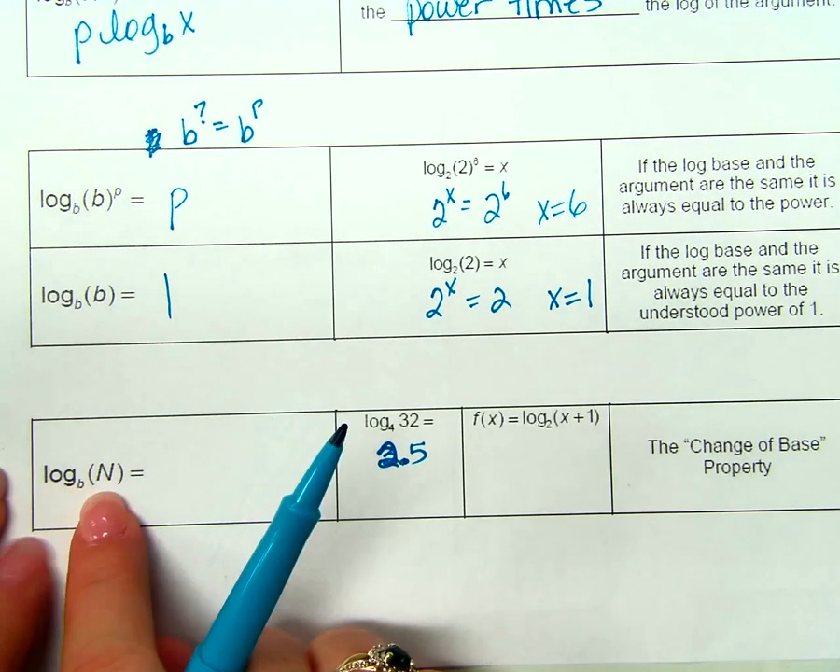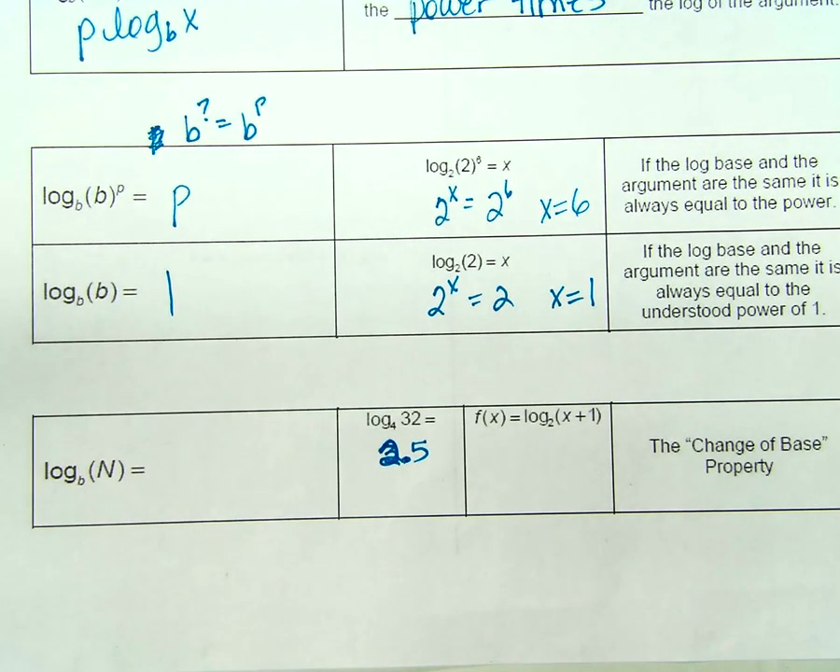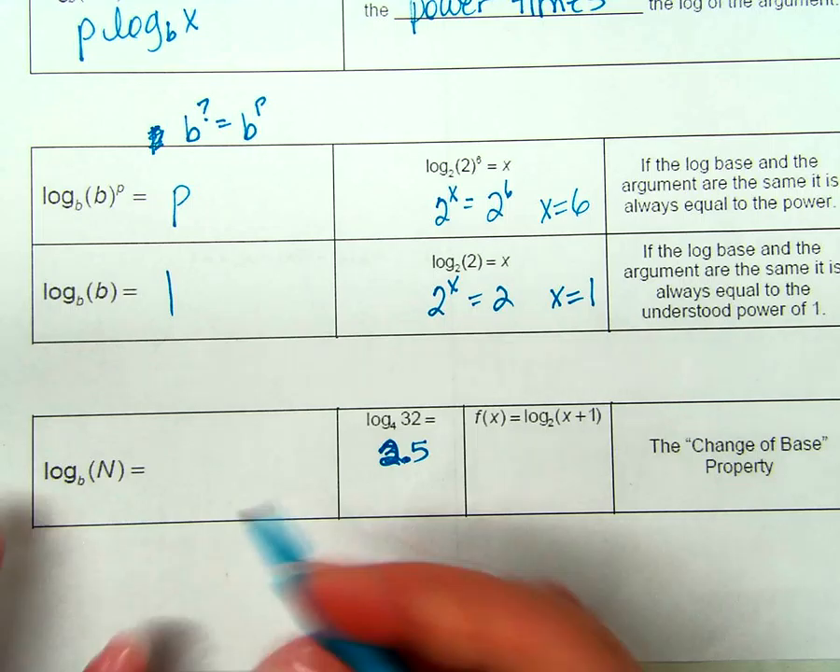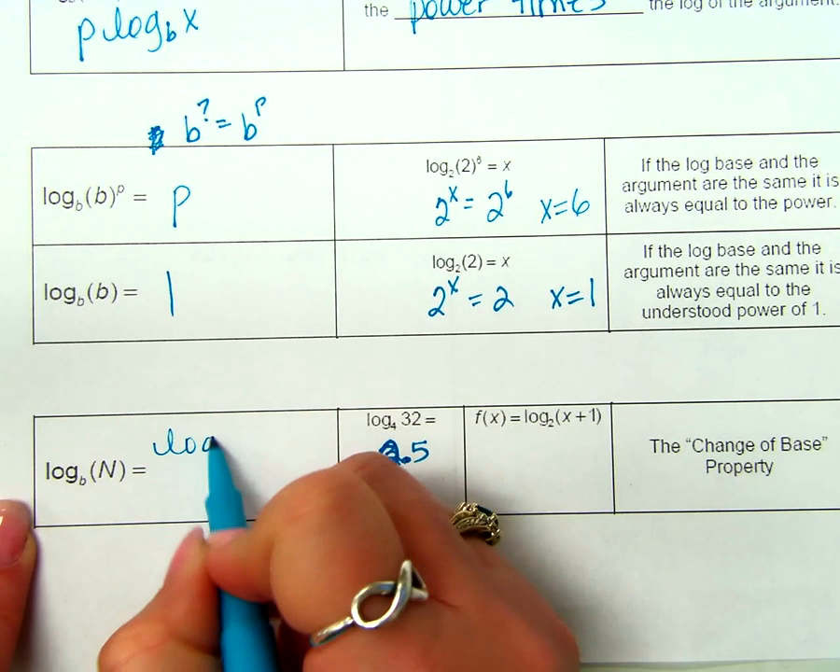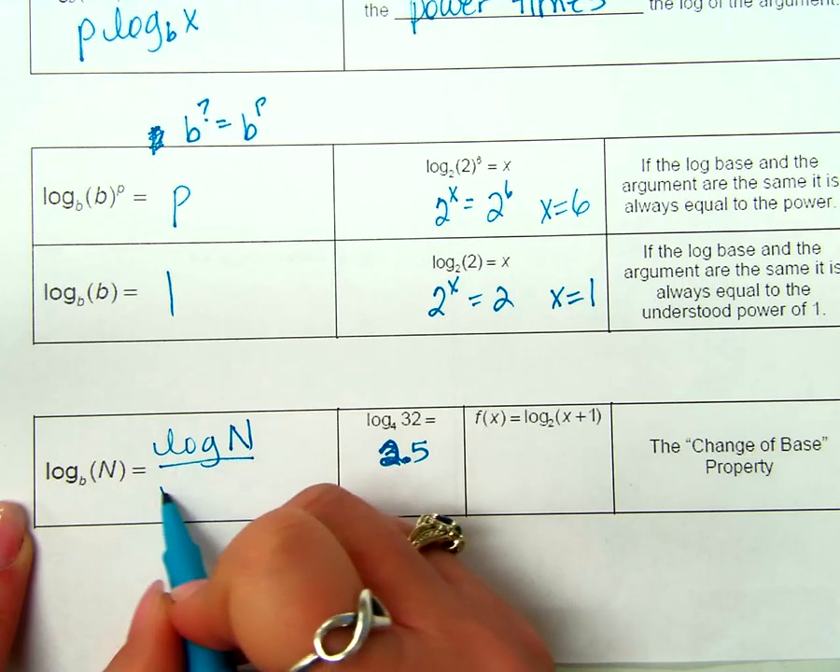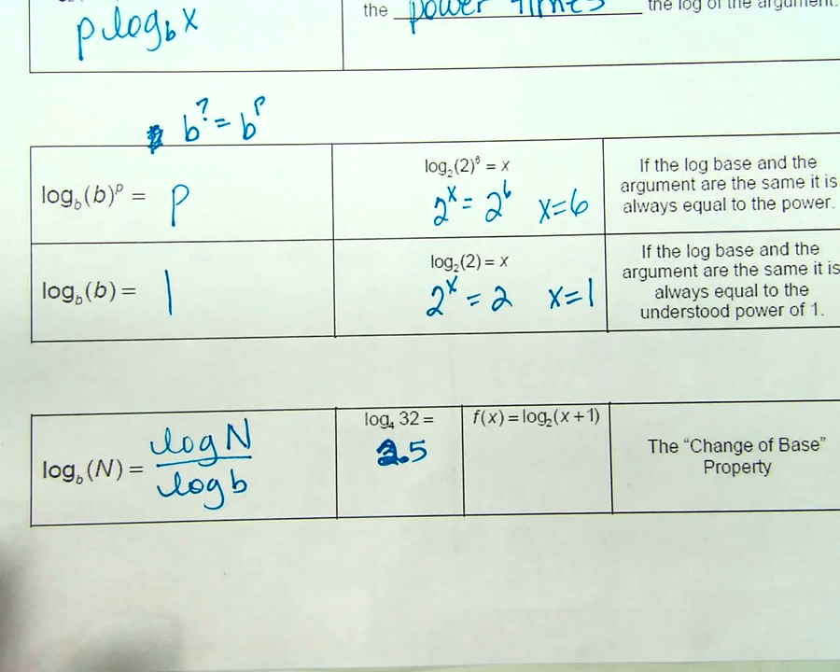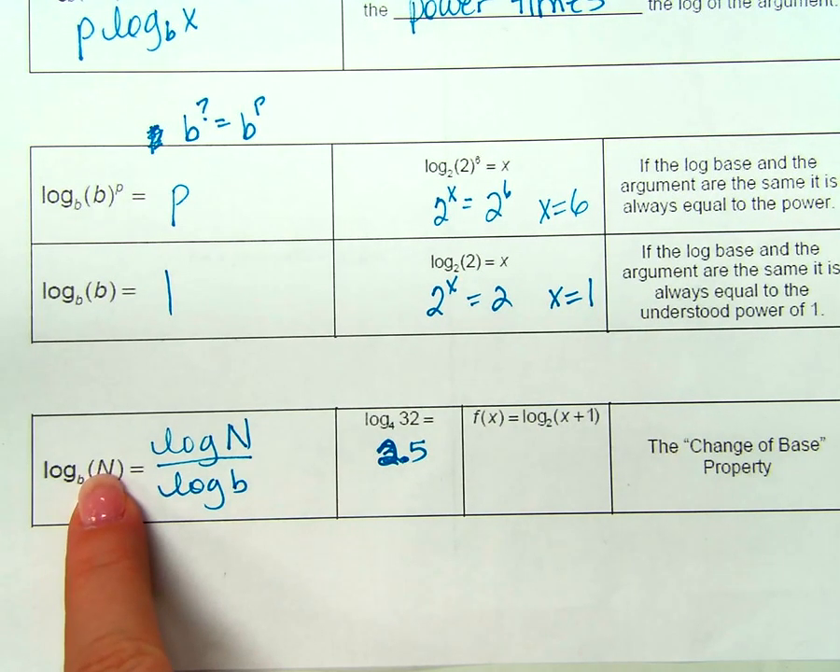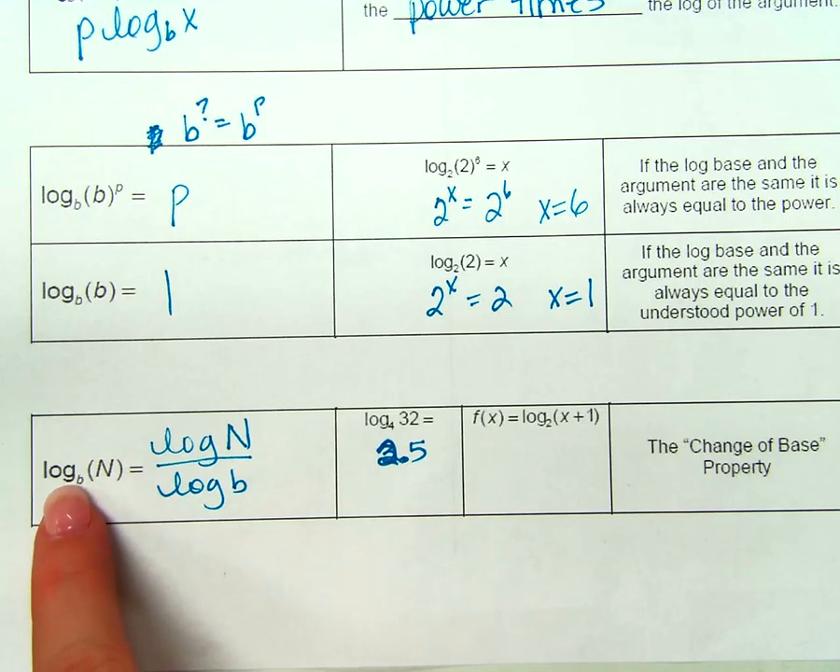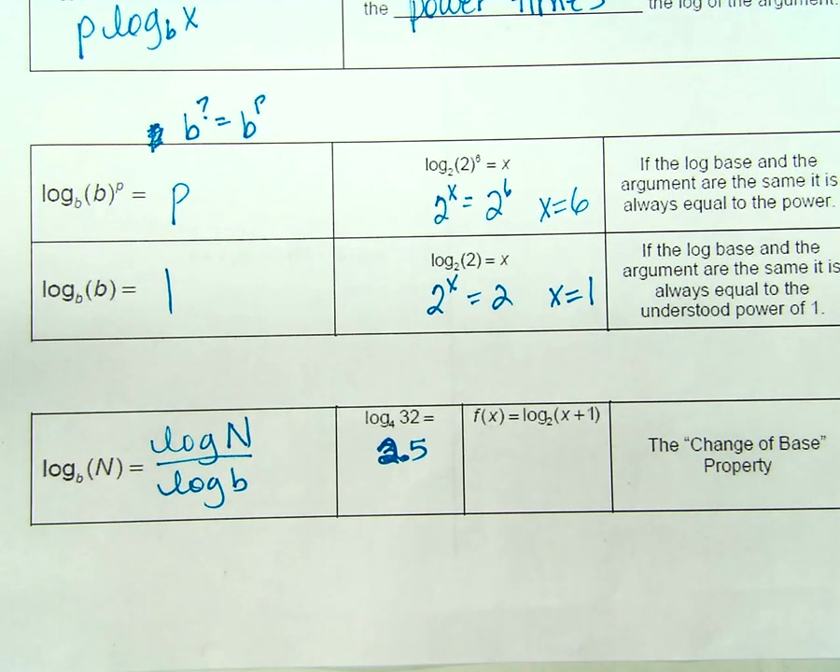Okay? Change of base property will automatically change it into a base of 10. Why do I want to change it into a base of 10? Because I could do it that way, right? Either with the tables or with the calculator, I could do it that way. So I would do log of n divided by log of b. I would take the log of the argument that I was currently taking and divide it by the log of the base that was there.